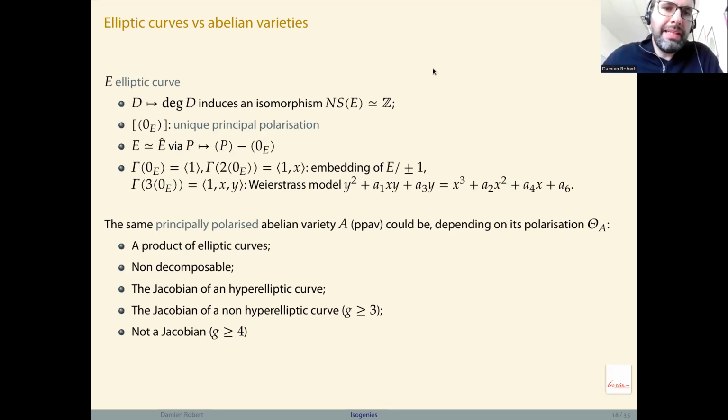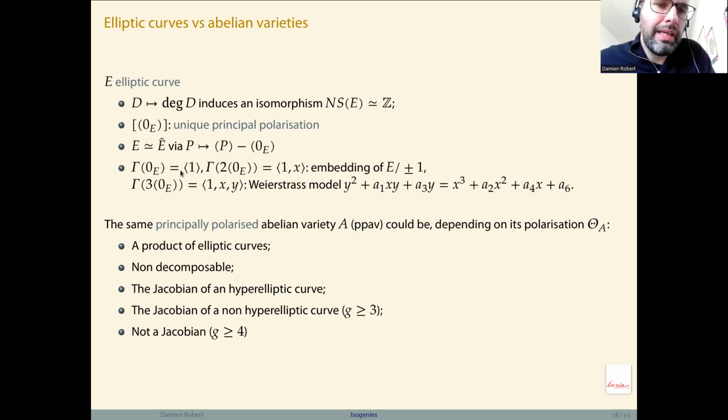So on an elliptic curve, when you have a divisor D, its degree is an integer, and you get an isomorphism between the Néron-Severi group and Z. So in particular, there is a unique principal polarization which corresponds to any divisor of degree 1, for instance, the divisor 0_E. And so there is a canonical principal polarization, so there is a canonical isomorphism of E with its dual via P maps to this divisor.